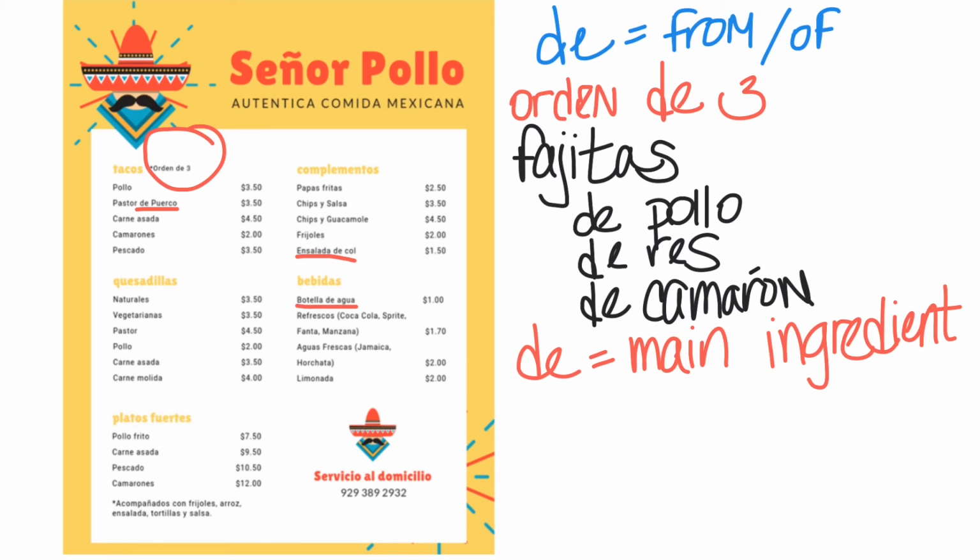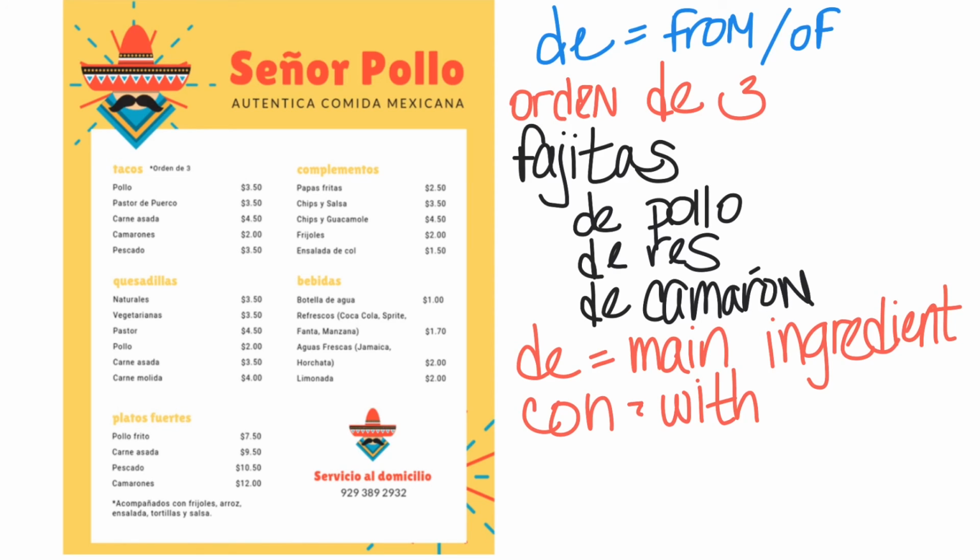And then there's going to be another option where you have "con." And we haven't seen "con" nearly as much as we've seen "de." "Con" means "with." So this is going to be used when you're talking about, okay, I have pasta, but I have 1 piece of garlic bread on the side. It's with garlic bread, but garlic bread is not the main ingredient in my dish.